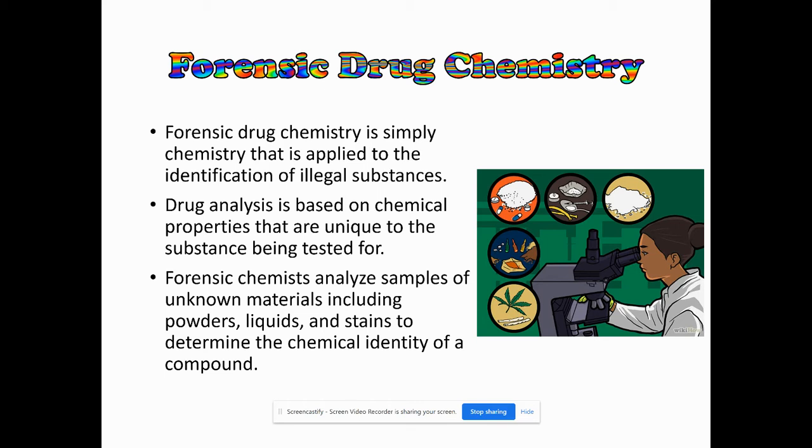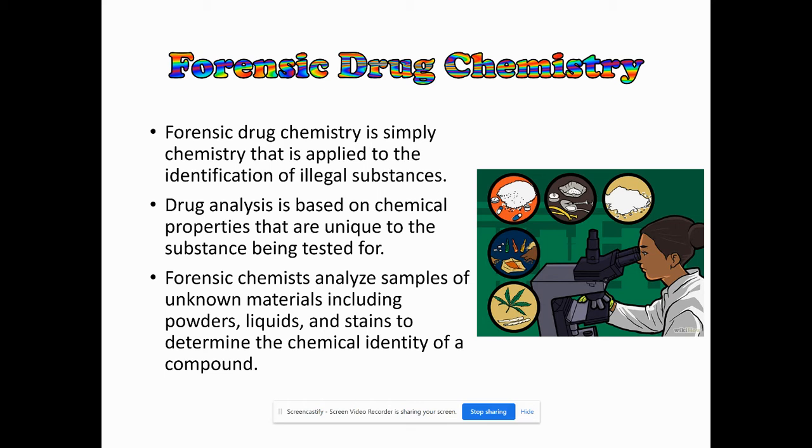Forensic drug chemistry is simply the chemistry that is applied to the identification of illegal substances. I guess this could spill over to non-illegal substances because many things are regulated, but then again, if you're not doing the right things, if something's regulated, it's all of a sudden illegal. So, maybe that still applies.